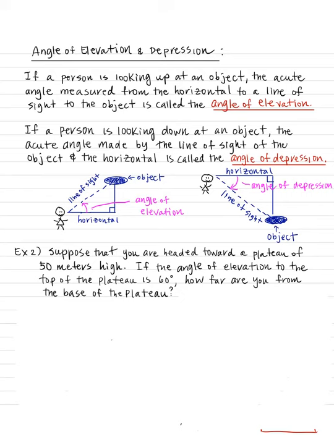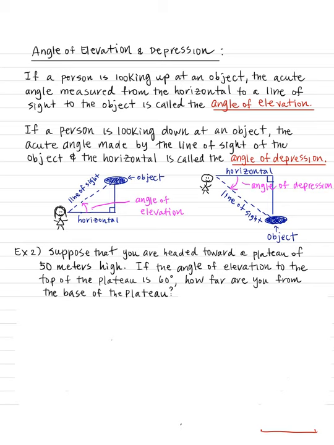Look at the picture that I drew on the bottom here, and we're looking at the left side of the picture. Basically, it means that you're looking up at an object from the ground. I forgot to add my hair, so I'm going to add it. That angle is called the angle of elevation.